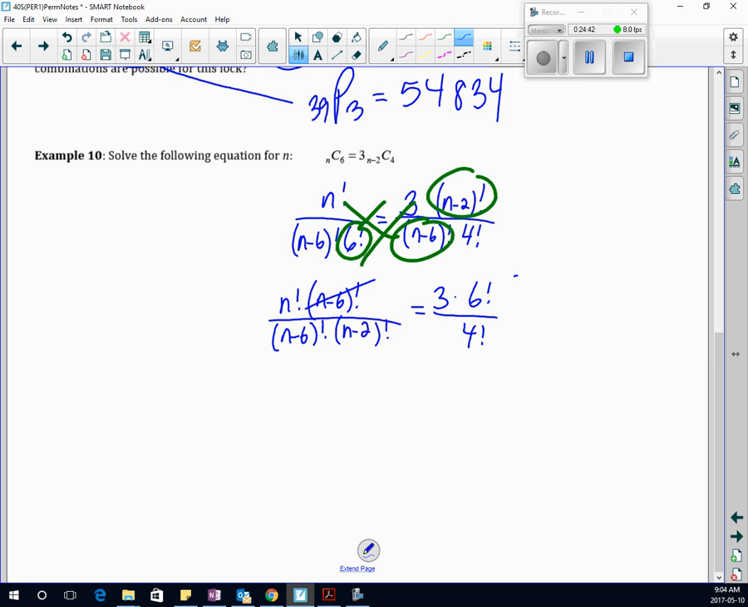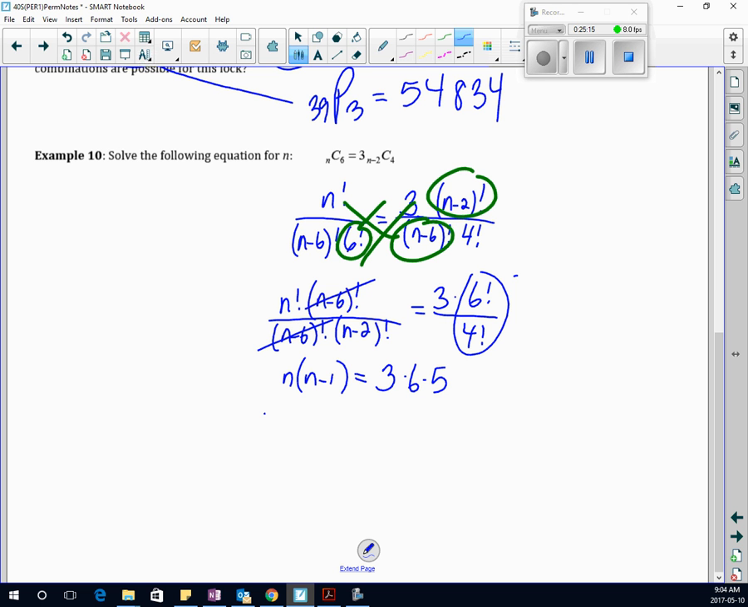These cancel. Does everybody see? They're exactly the same. What does n factorial over n minus 2 factorial simplify to be? I'm just going to write it as n times n minus 1 first, because most people might not know it's n squared minus n. And then what does this simplify to be? Yeah, you could say 90 if you want. I'm just going to go 6 times 5, just so you know.